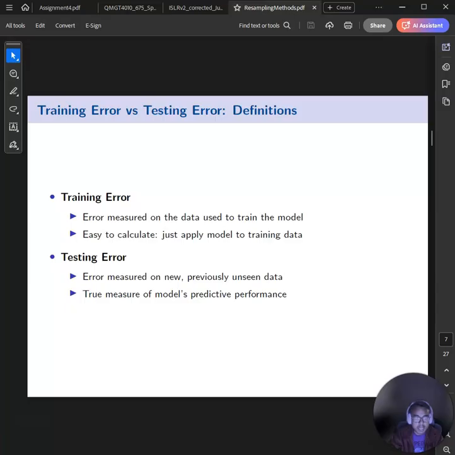Testing error is the error measured on new, previously unseen data. This is the true measure of our model's predictive performance. This captures how well the model has generalized to new situations. When we build models, we ultimately are concerned with minimizing the testing error, not the training error. The testing error tells us how our model will likely perform in the wild on new data.